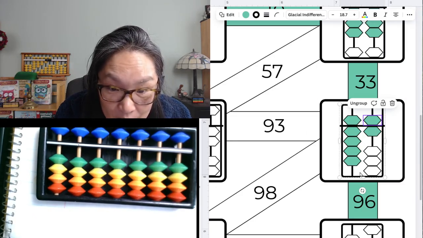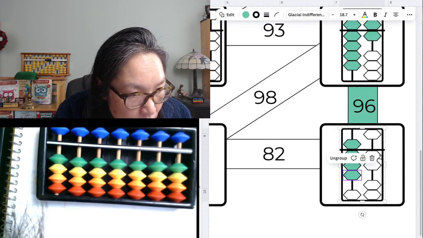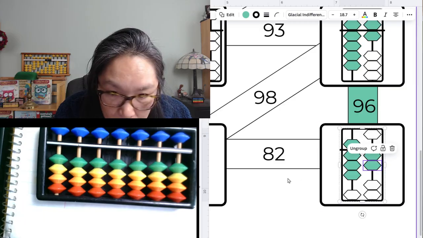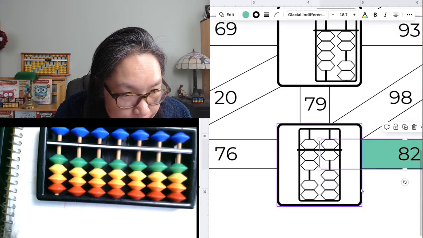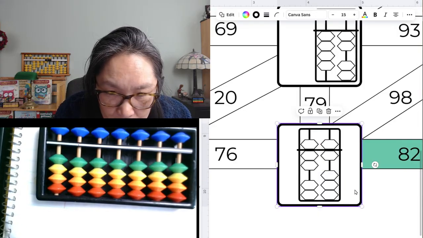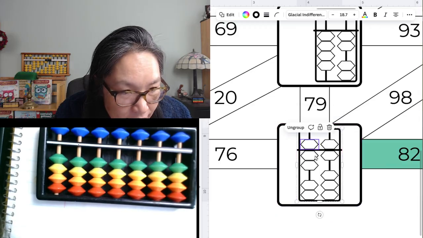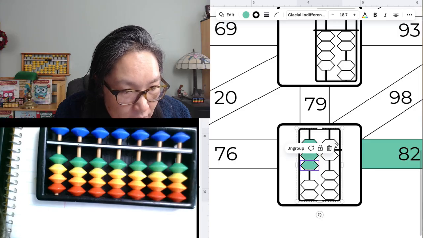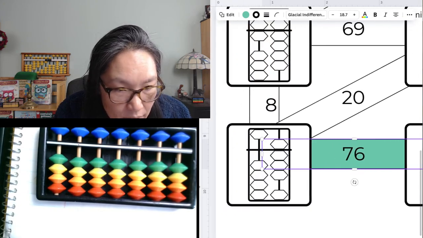Hey, Pineapple Dimples. This is 82. Yes, 82. And then we have this one right here. Mr. Clean, this is 82. Did that make sense? 76, 70, and then 6. Right, so that's 76. And then we go here.